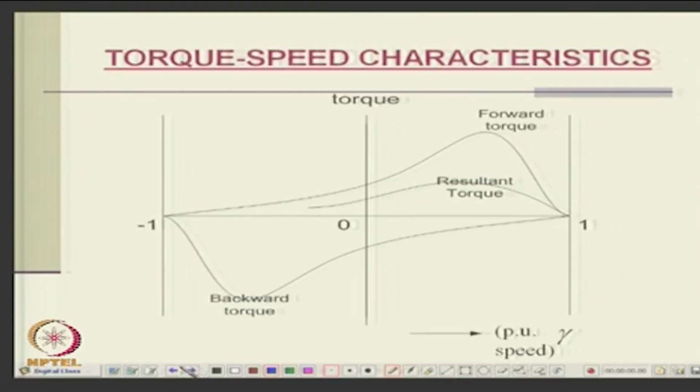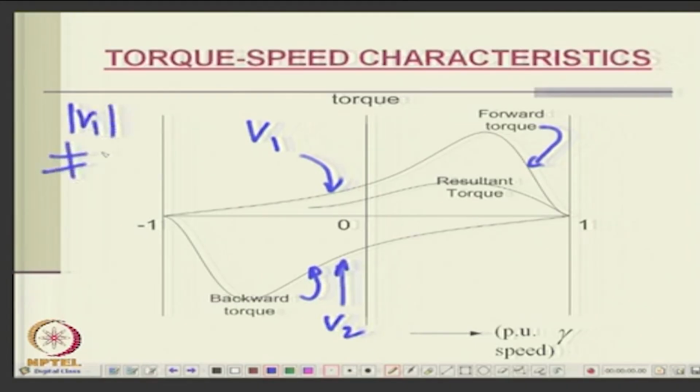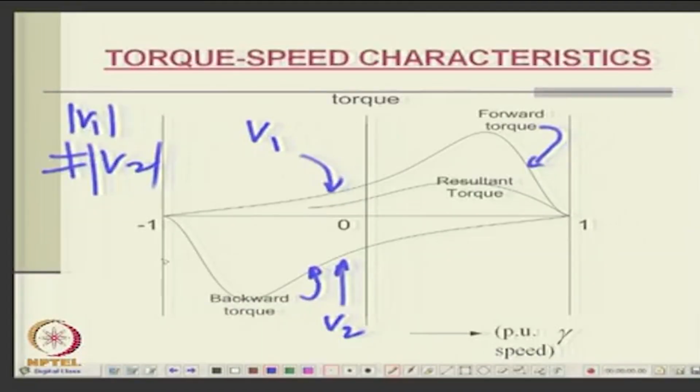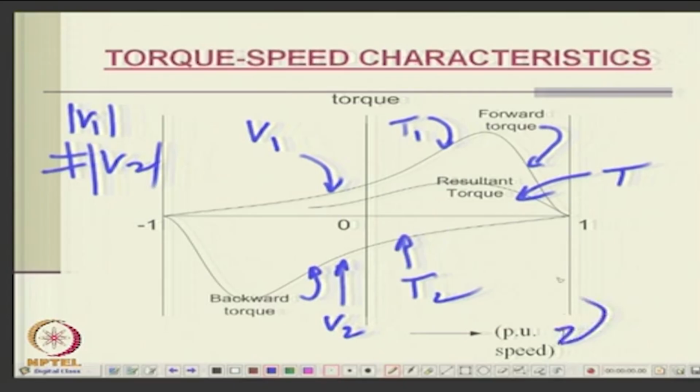So, now you have to find out the forward torque characteristic. This will be the forward torque and this will be the backward torque. This is due to V1 and this will be due to V2, is it not? And the V1 magnitude is not equal to the V2 magnitude, except in specific cases. In a general case, V1 and V2 may have different magnitudes. So, this appears symmetrical, but need not be. So, the net torque will be the resultant of these two, T1 and T2. So, this will be T1, this will be T2, this will be T for any per unit speed.